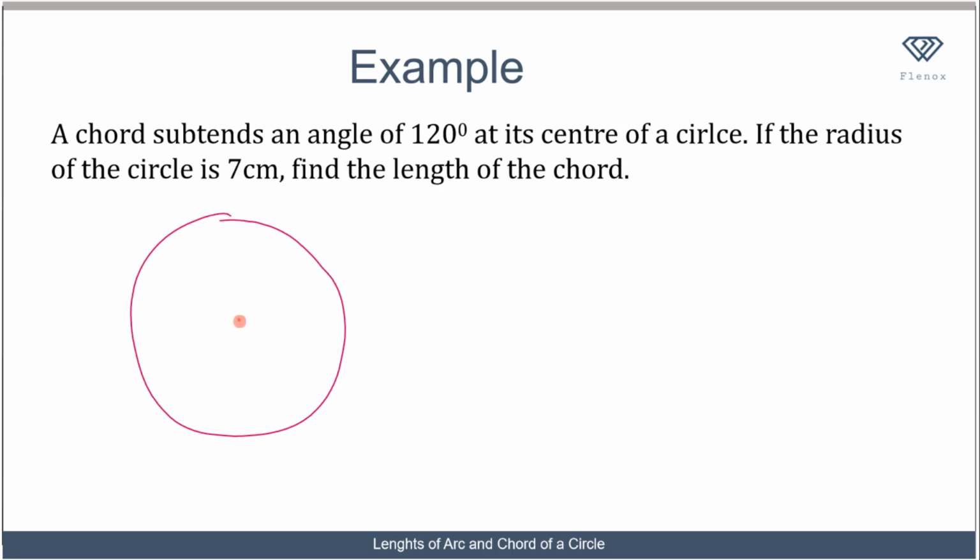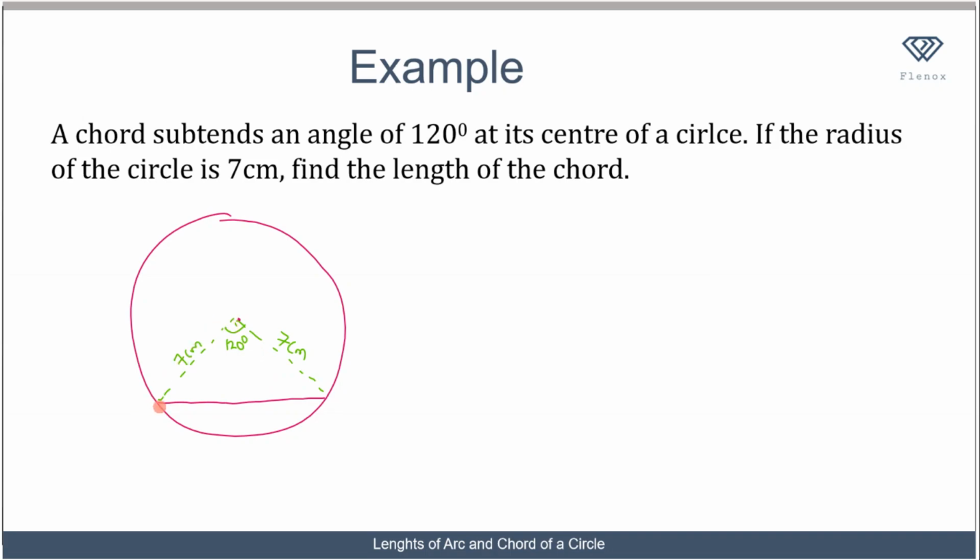So this is the center, and you have a chord. I am told that the chord subtends an angle of 120 degrees at the center. So if we trace a line towards the center, this line will represent the radius, and the angle subtended over here is 120 degrees. Then we are told that the radius of the circle is 7 centimeters, so the radius is 7 centimeters and here also is 7 centimeters, and we should find the length of the chord. So we should find this distance over here.